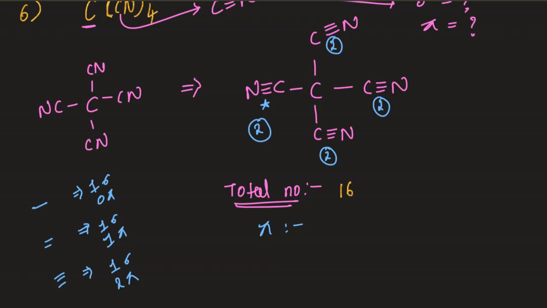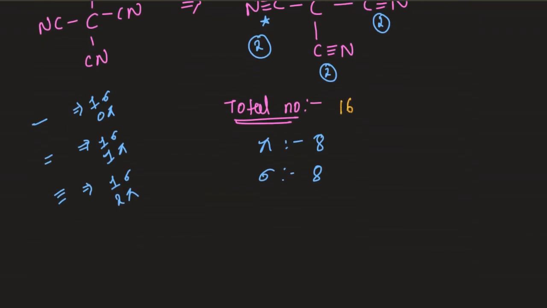Next, out of 16, how many pi bonds do we have? Just now we counted 8 pi bonds. So the sigma bonds will be 8. Don't get confused by counting sigma bonds separately; if you do, you will definitely get the wrong answer. So first count the total number of bonds, then count the pi bonds, then the sigma bonds. Just do the subtraction. Okay, let us go with the next one.